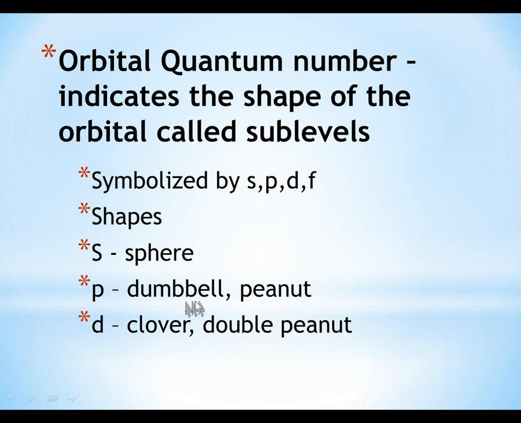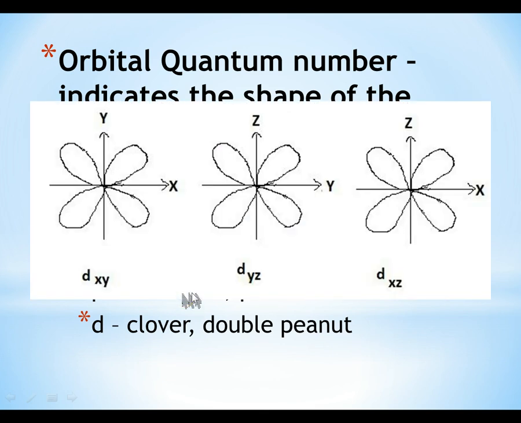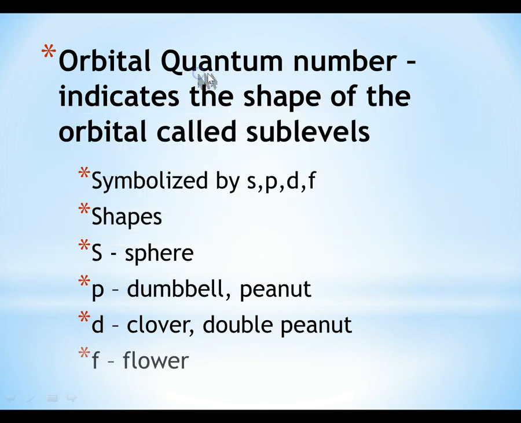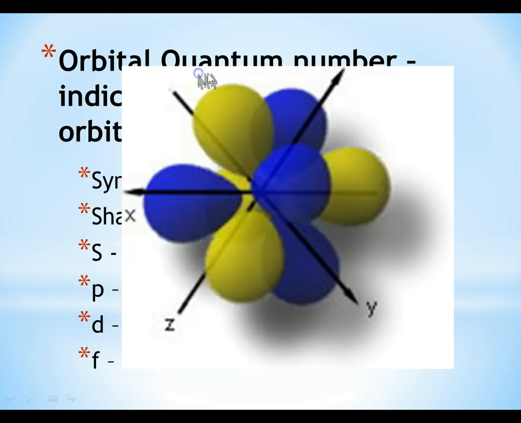And D is a clover or a double peanut. So it's going to look like this. You're going to have basically two of those peanut shapes crisscrossed to look like a clover. And again, they can be on different axes as well. And finally, the F is called a flower. And basically, it has the little peanuts going in every which direction.